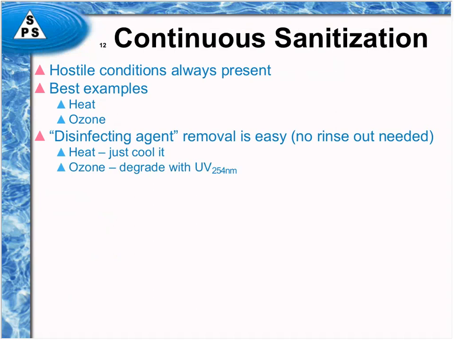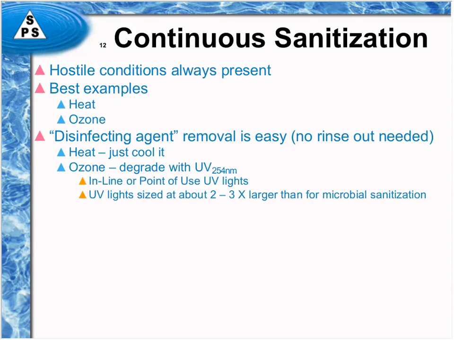If it's ozone, it can be degraded by ultraviolet light at 254 nanometers, and so you might have use point UV lights, or you might periodically turn on a UV that's in line in the circulating loop and basically deozonate the entire loop and use it for a period before you return it back to an ozone condition by merely turning off the light. Obviously, you have to have an ozone generator associated with that.